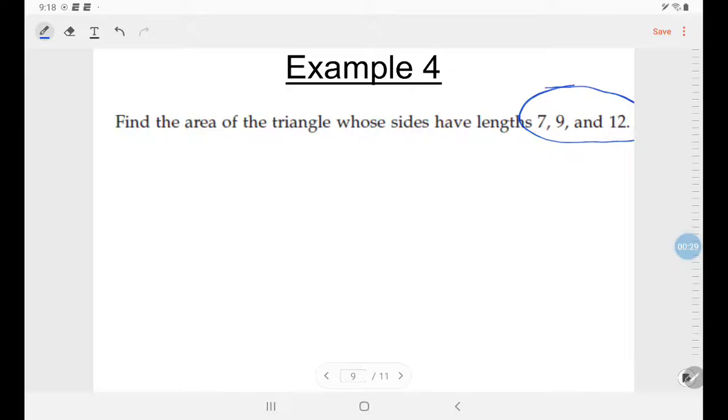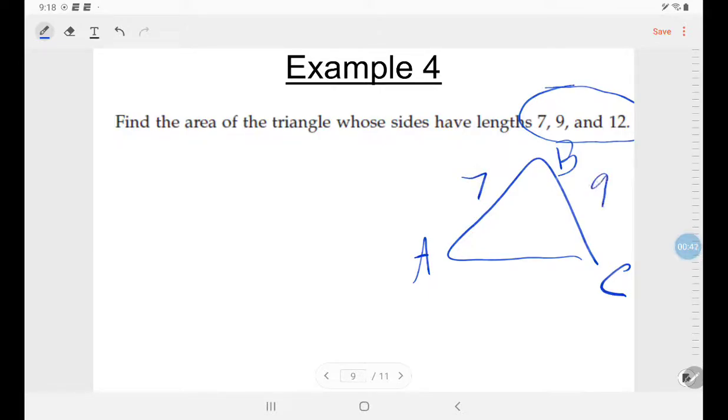So, in that particular instance, I've got a triangle. I'm going to call it ABC, and where I put the sides really doesn't matter. I'm going to let little a equal 9, little b equal 12, and little c equal 7. It doesn't matter which side I call which letter. That's immaterial.